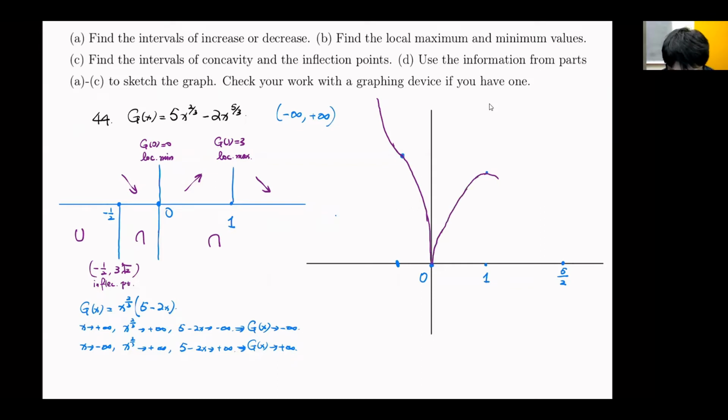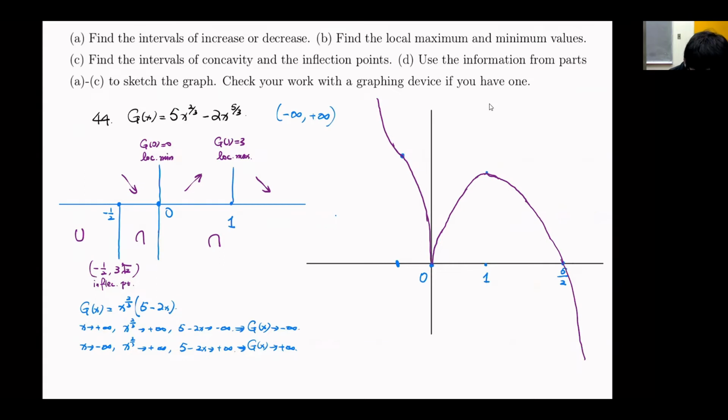And finally, after hitting 1, the function will be decreasing, passing through the number 5/2 on the x-axis, then going down until negative infinity. All right, so this is basically how we managed to draw the graph.